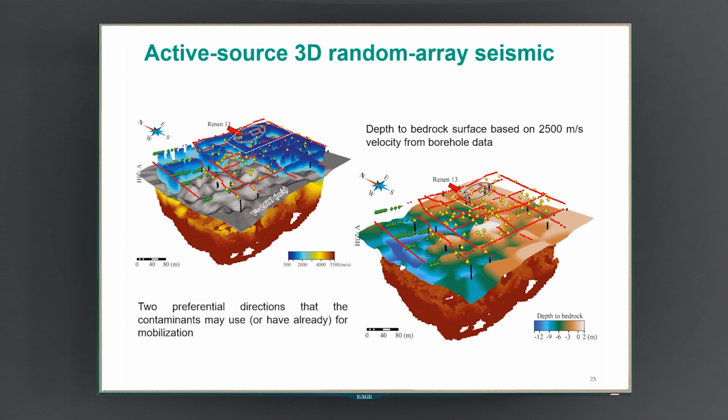So if we now take this velocity, which was in this case 2,500 meters per second, and this velocity is shown on the top of the figure, and if we color code that velocity, we get our depth to bedrock, where 2 preferential directions show up, and these 2 preferential directions correspond very well with our A and B zones. Again, we can see that the B zone appears to be originating from the same Renan 13 site and has the same source of contaminants.